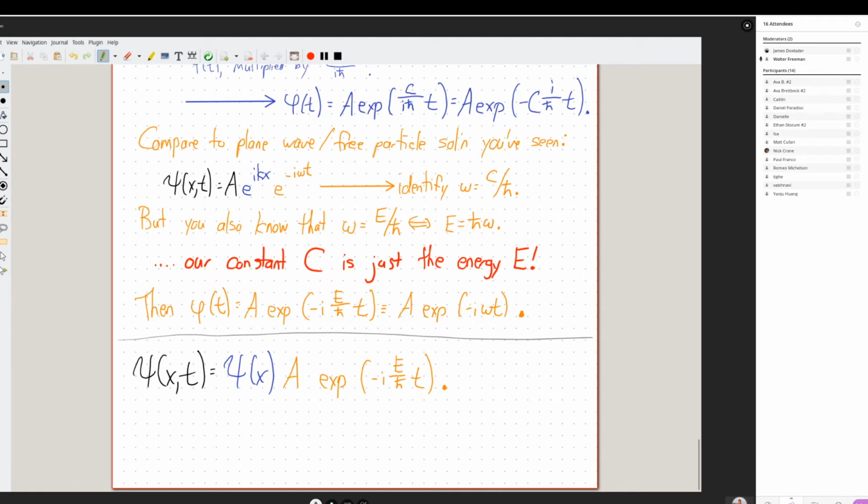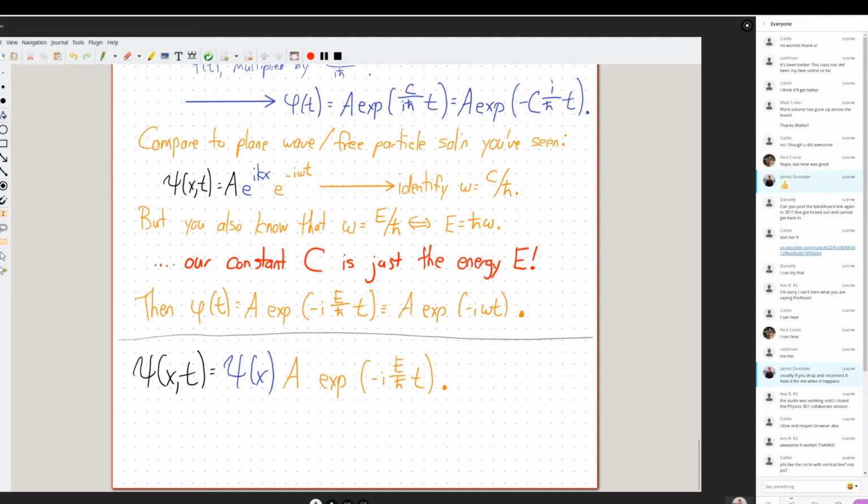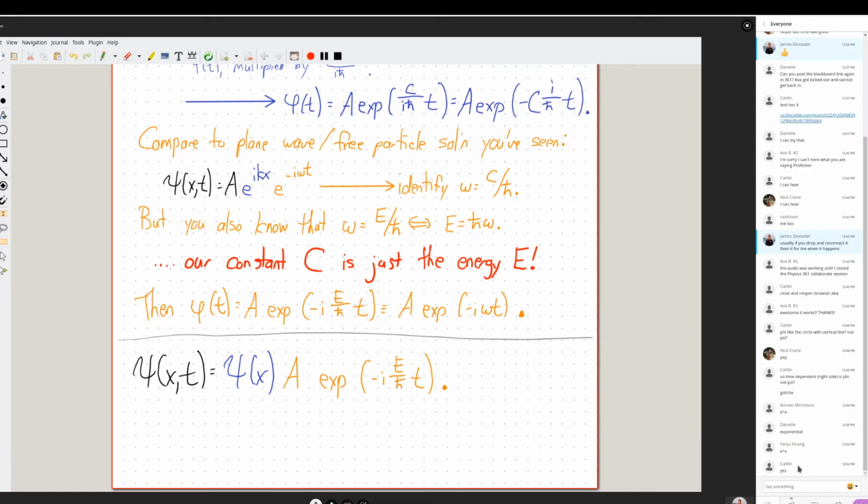But I want to stop now, before I do any more math. We're all sick of math, right? Math is boring. I want to talk about what this means, because this is actually really profound.